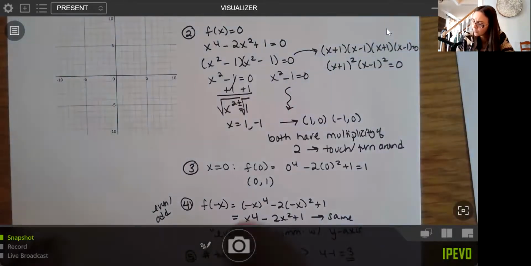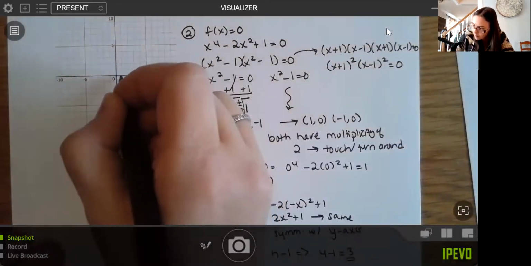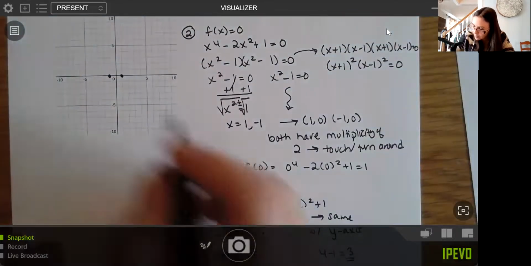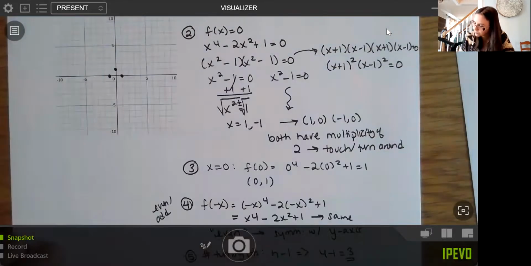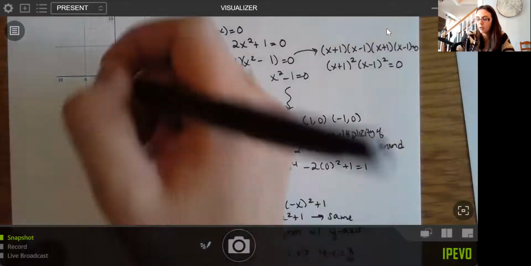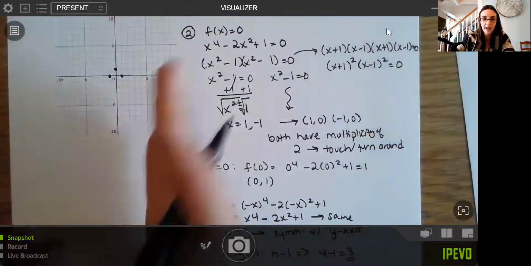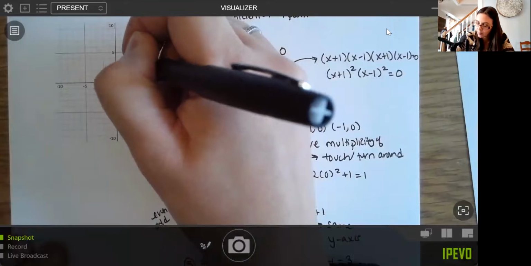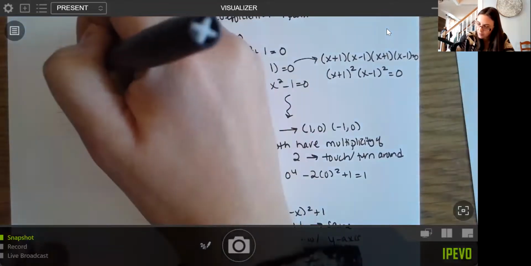Let's put in the points that we know first. I know 1 and I know negative 1 on my x-axis. I know 0, 1 here. I know that it's going to be even, so I know that it's going to be symmetric along the y-axis. And I also know my end behavior, so it's going to be going up this way and up this way.